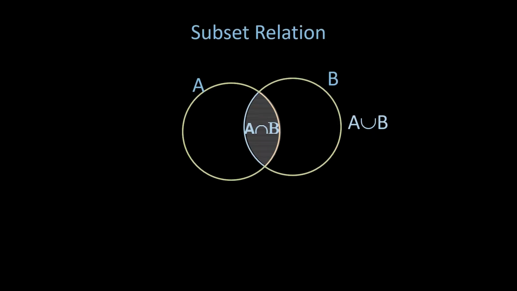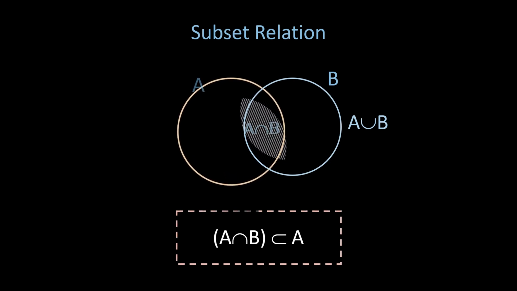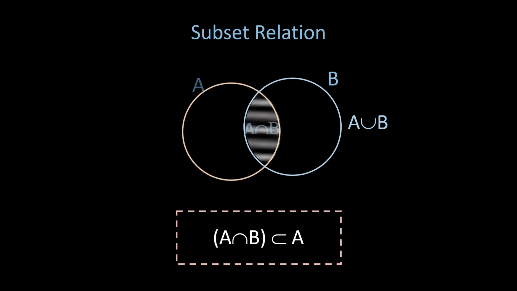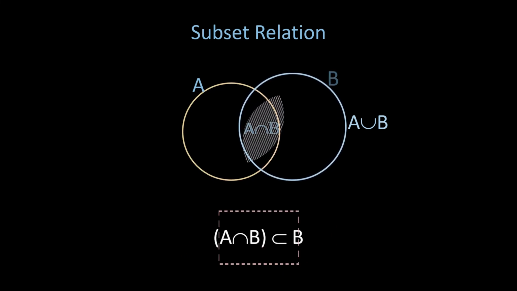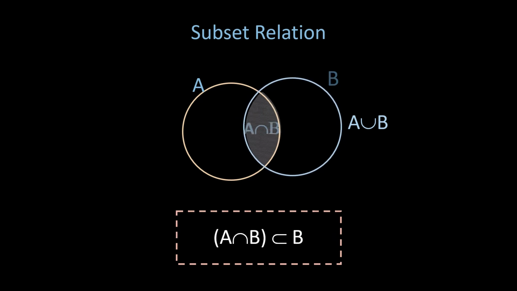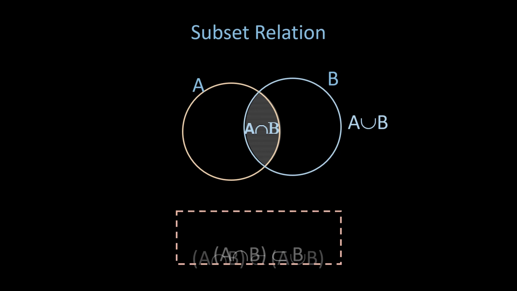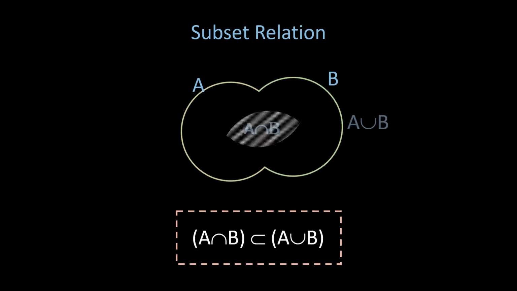A intersection B is subset of A. A intersection B is also subset of B. And A intersection B is subset of A union B.